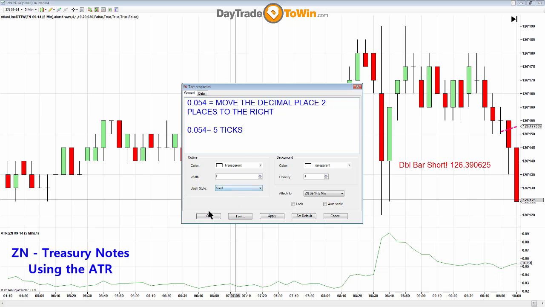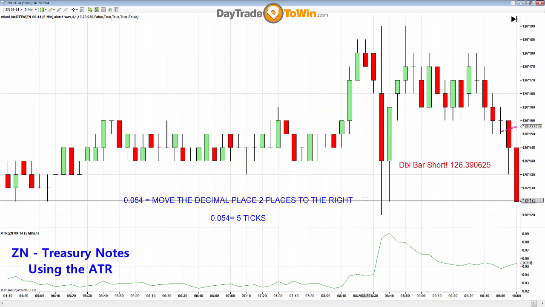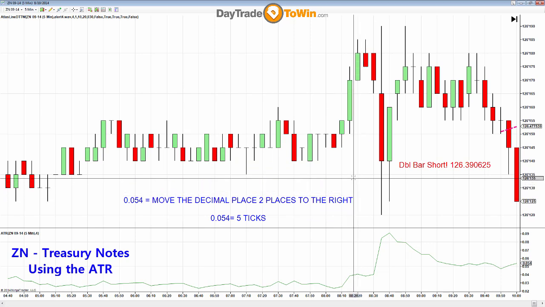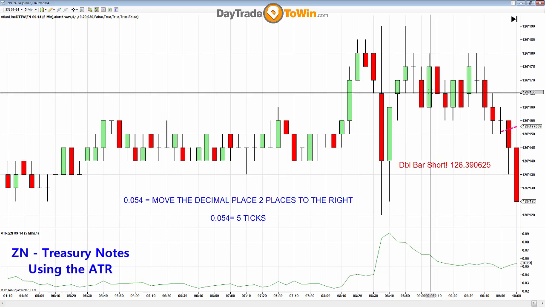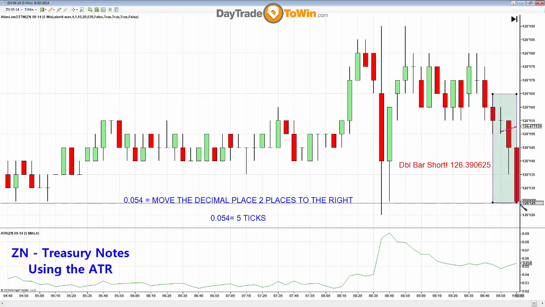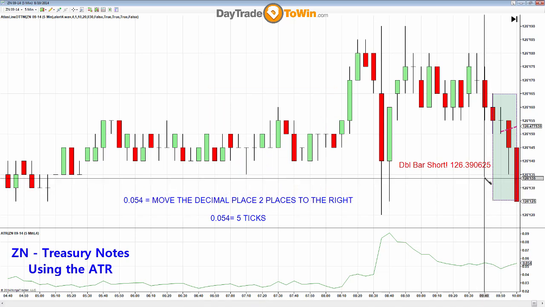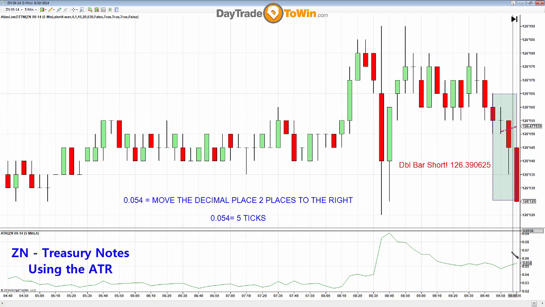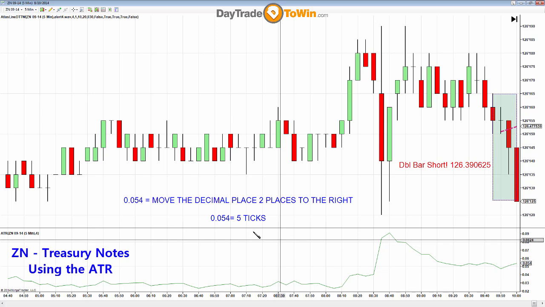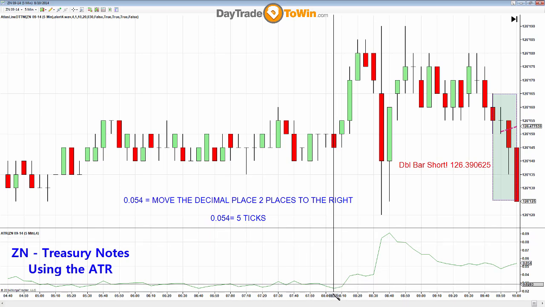And that's it. So now I know that if I count this here, 1, 2, 3, 4, 5, these are the 4 bars that I'm referring to. Last 4 completed bars. If you look at the minimum tick increment, you can see that it equates to an average of about 5 ticks. Move the decimal place over 2 places to the right.